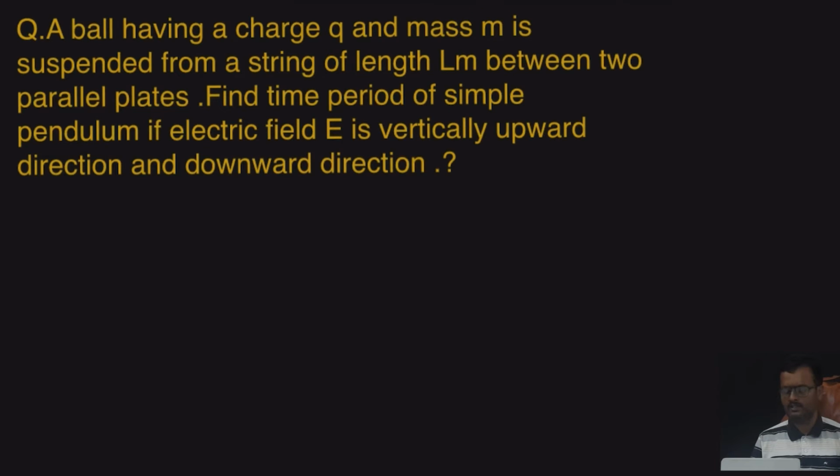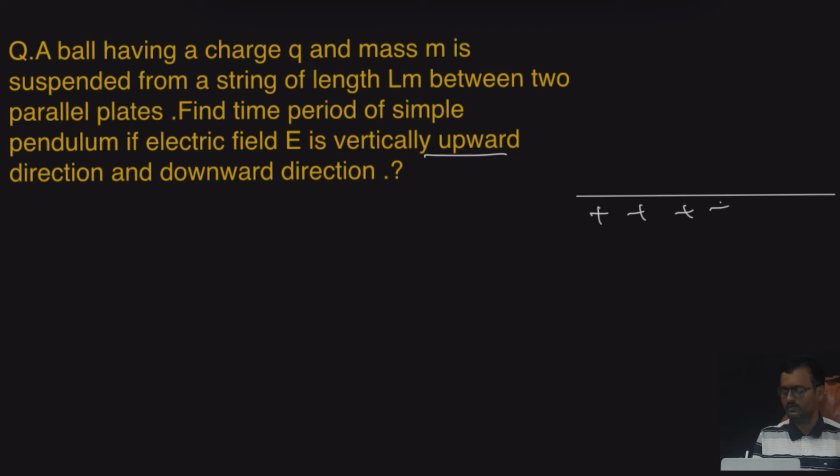A ball having a charge q and mass m is suspended from a string of length L meter between two parallel plates. Find the time period of a simple pendulum if electric field E is in the vertically upward direction and downward direction. So first we take the upward direction. The electric field is in the upward direction, meaning the bottom plate has positive charge, so the upper plate has negative charge.